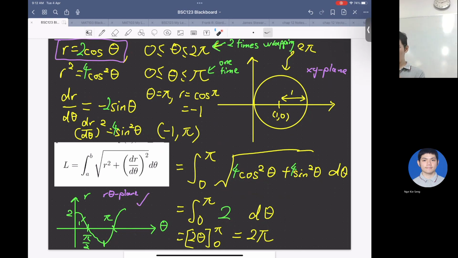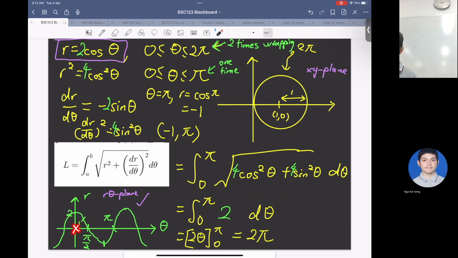So r equals 2 cos theta. Cos theta is this basic curve here. To make up this full circle, you can start from one point. The point I prefer is at angle 0. Start with angle 0 here.